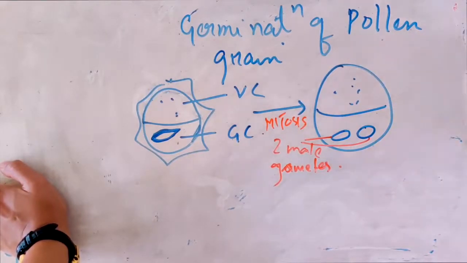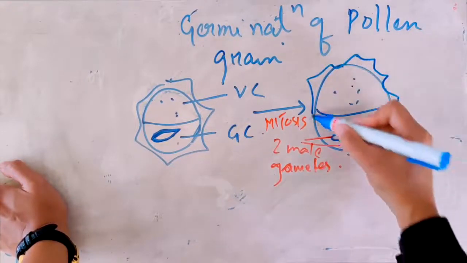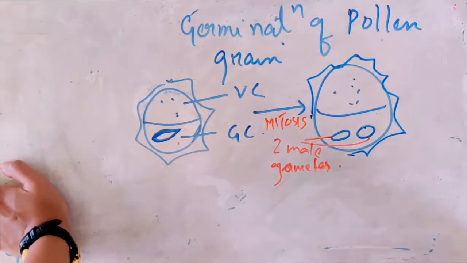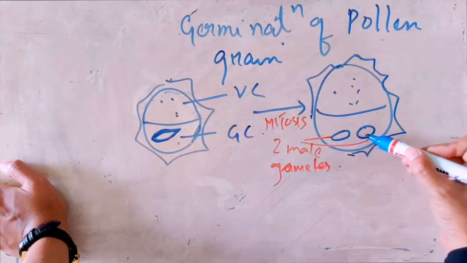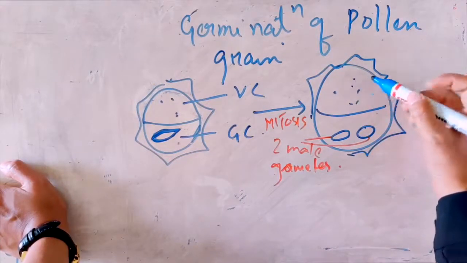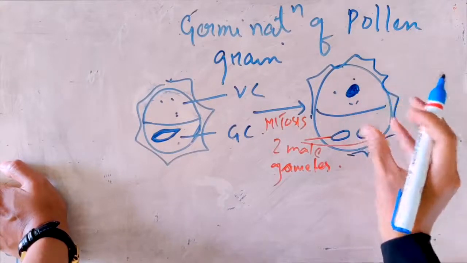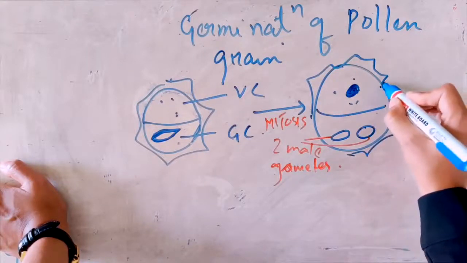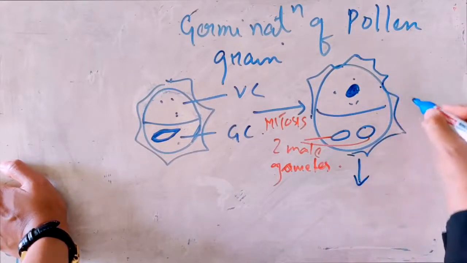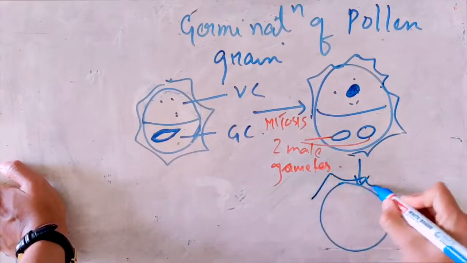And then don't forget how the pollen tube will be formed. The vegetative cell has abundant food reserves. So after they form this, the generative cell forms these two male gametes. From here, the vegetative cell becomes swollen and the pollen tube is formed. So I can draw from here.